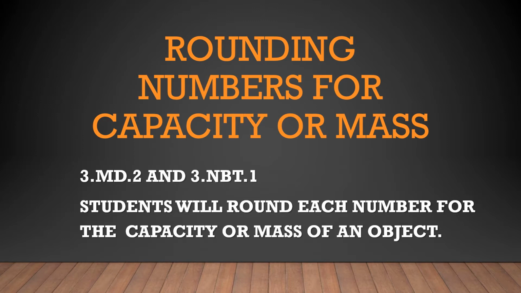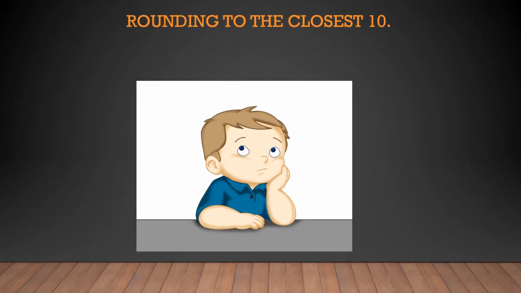measure that mass. Now we're going to round each one of our numbers, either capacity or mass of an object, to the nearest 10 and or 100. So let's get started. At the beginning of the year, we talked about rounding numbers to the closest 10 and or 100. So let's review rounding to the closest 10 to start with.